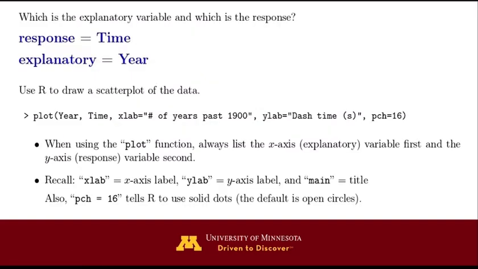I said something the other time: if you want to investigate the relationship between two quantitative variables, you need to first identify the response and the explanatory variable. The response variable is the time for the 200-meter dash. The explanatory variable is the year the Olympics was held. Before you can have the 200-meter dash, of course, the Olympics needs to be held.